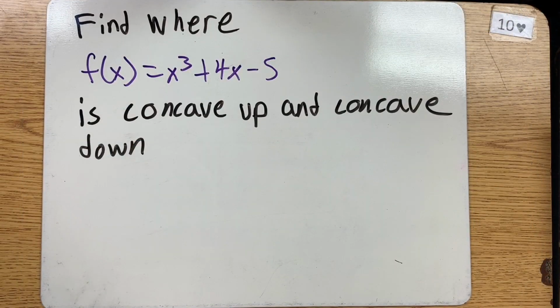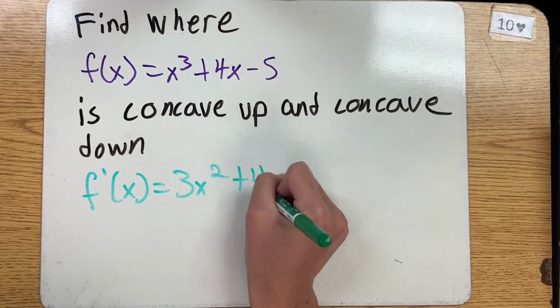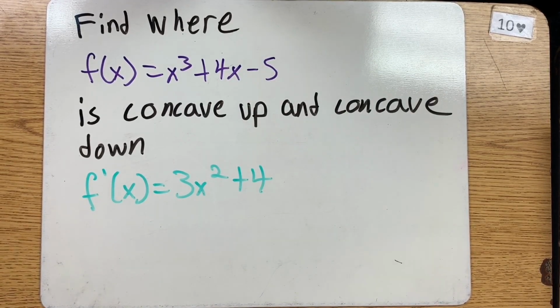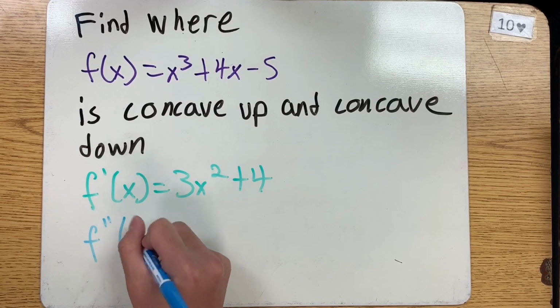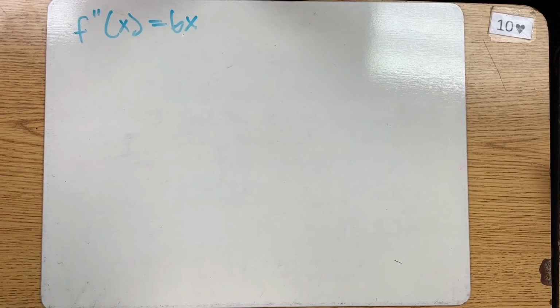The first problem is f of x is equal to x cubed plus 4x minus 5. The first step to approaching this problem is to take the first derivative, then the second. We're using the second derivative test to determine concavity. Use the power rule: bring down the power, subtract 1 from the power to derive.